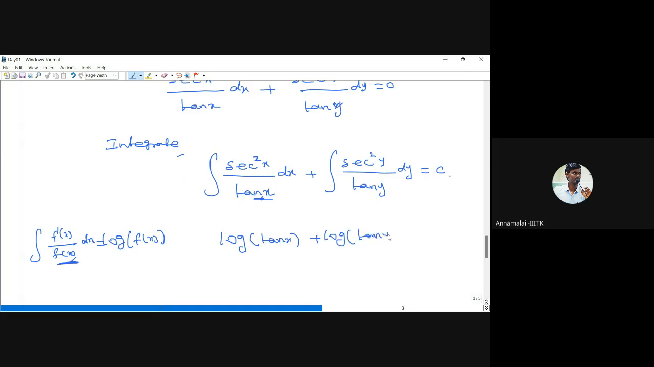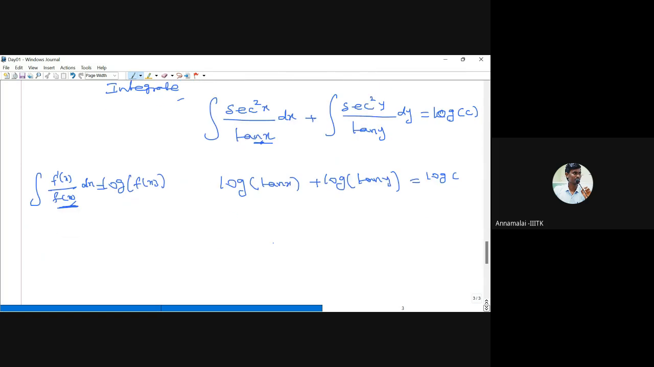So since everything is log, we can adjust the constant as log c. It's not an issue because everything is anyway constant. Now use that log property, log a plus log b is nothing but log ab, and therefore we get log of tan x into tan y equal to log c. You can take exponential on both sides. The log cancels, and we get tan x into tan y equal to c. So this is the required solution.